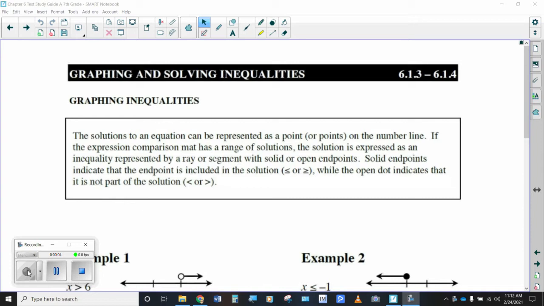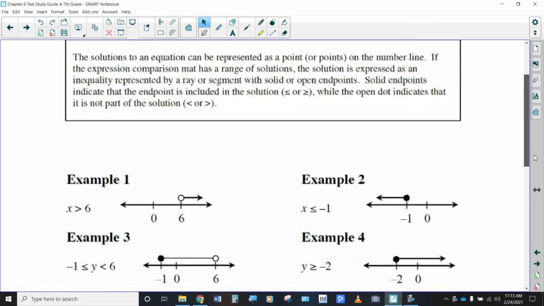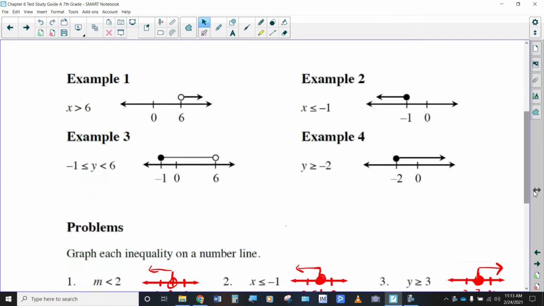Alrighty, let's take a look at our study guides. The first one we're going to do, study guide A, has to do with graphing and solving inequalities. So let's go ahead. Here are the examples just to make sure that we're on the same page with everything.